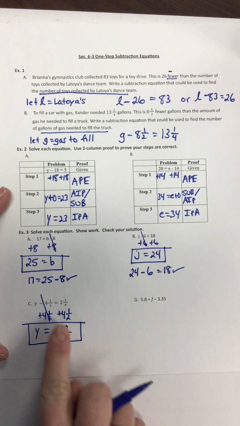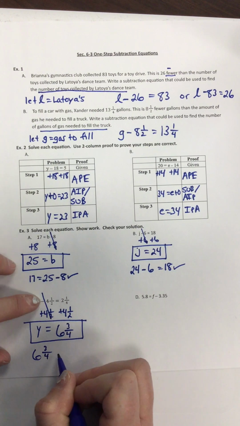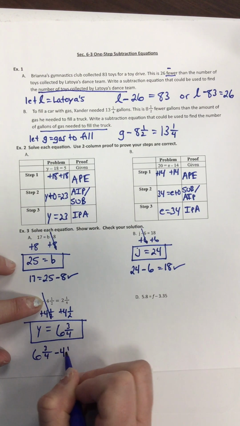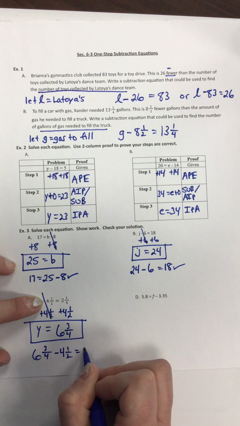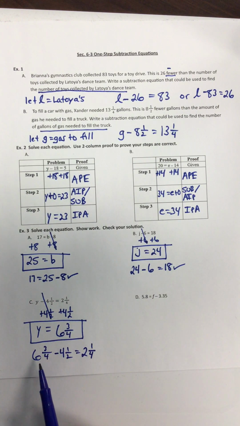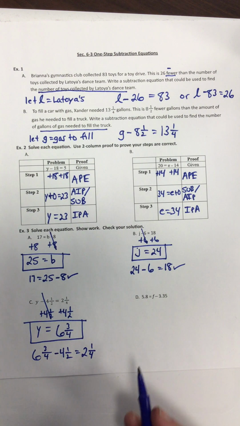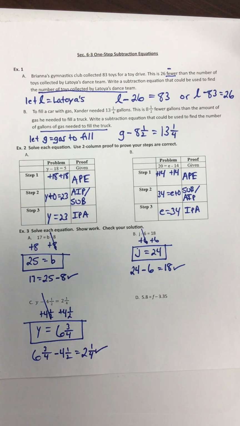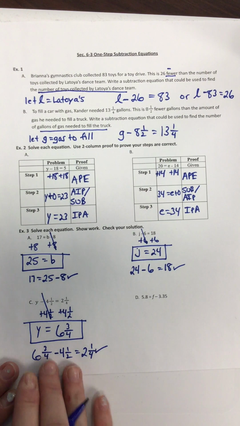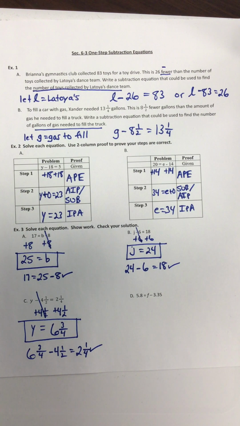Check my answer, plug that back in for y. So make sure that 6 3/4 minus 4 1/2 does equal 2 1/4. Okay, checking it real quick. So it'd be 6 3/4 minus 4 2/4. That is going to equal 2 1/4. So my answer checks out. I know without a doubt it's right. Okay, if my check doesn't come out, I know I messed up somewhere up here, and I need to figure out what my mistake is.